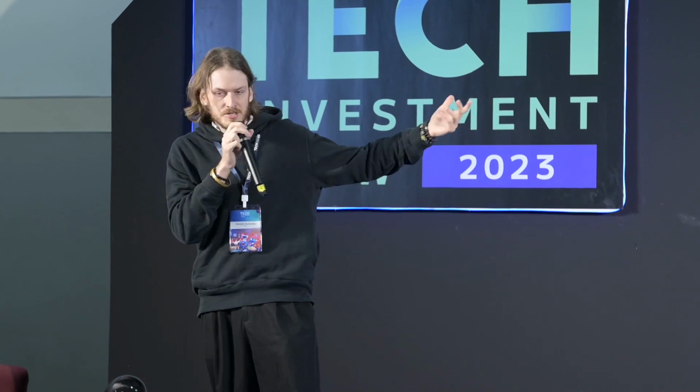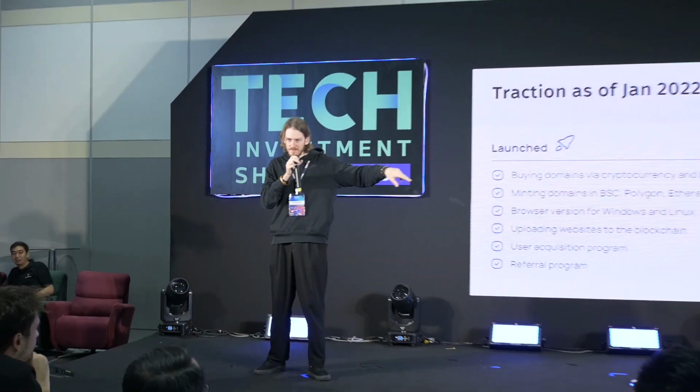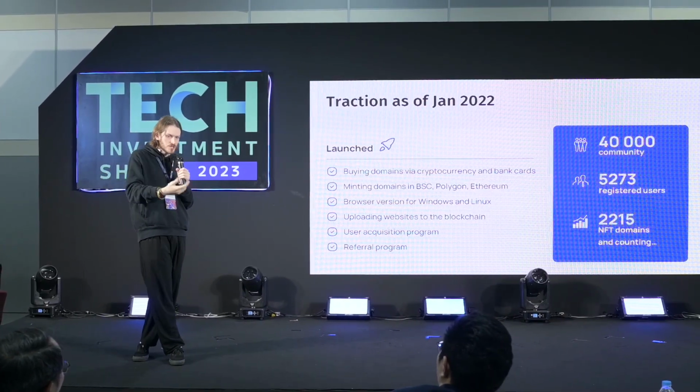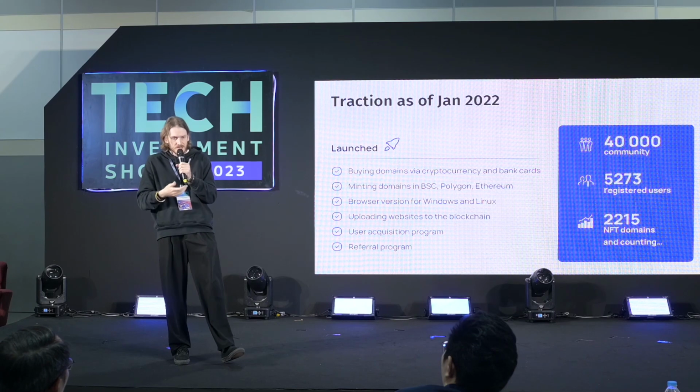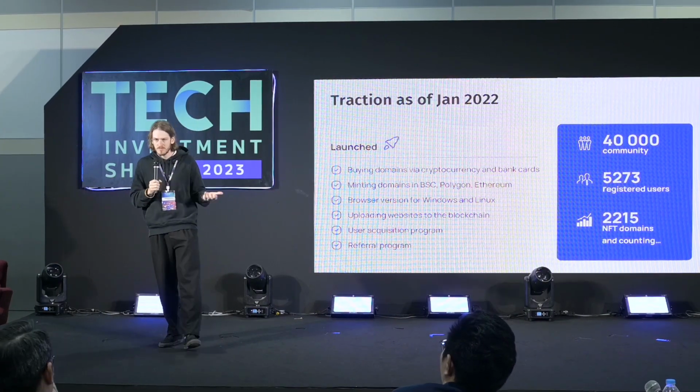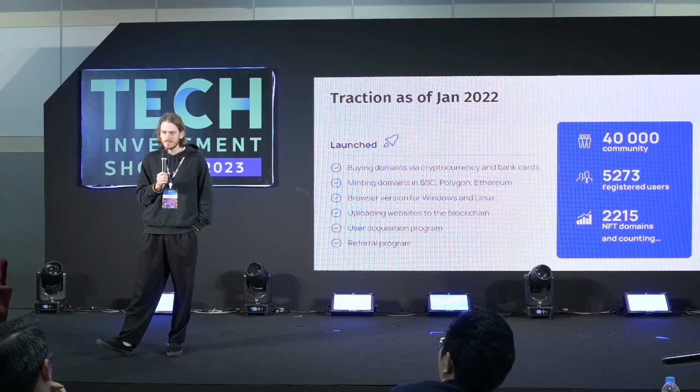We started last month with minimum marketing. For our 400K community, there is some traction of selling, yes. It's already minted on Binance, Polygon and Ethereum this month, and at the end of this month you could upload your website inside Binance and open it through our browser. So the MVP is ready.